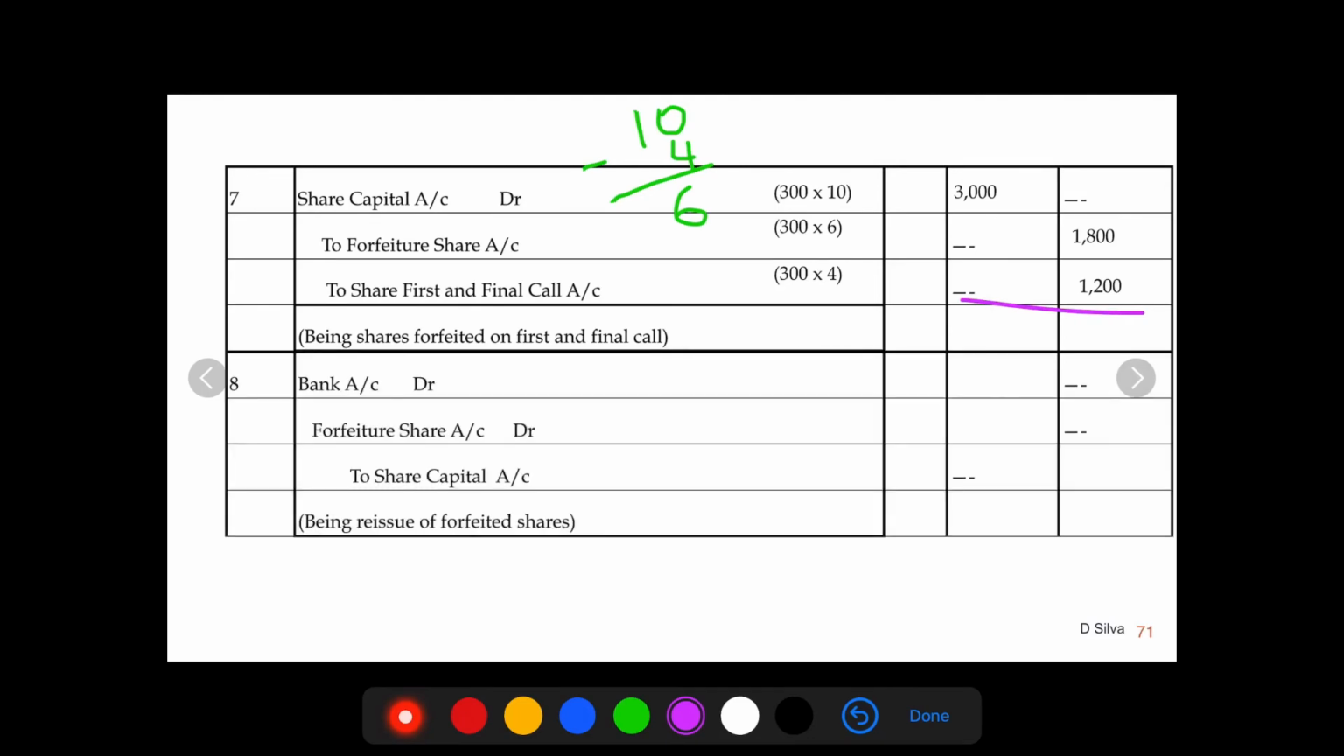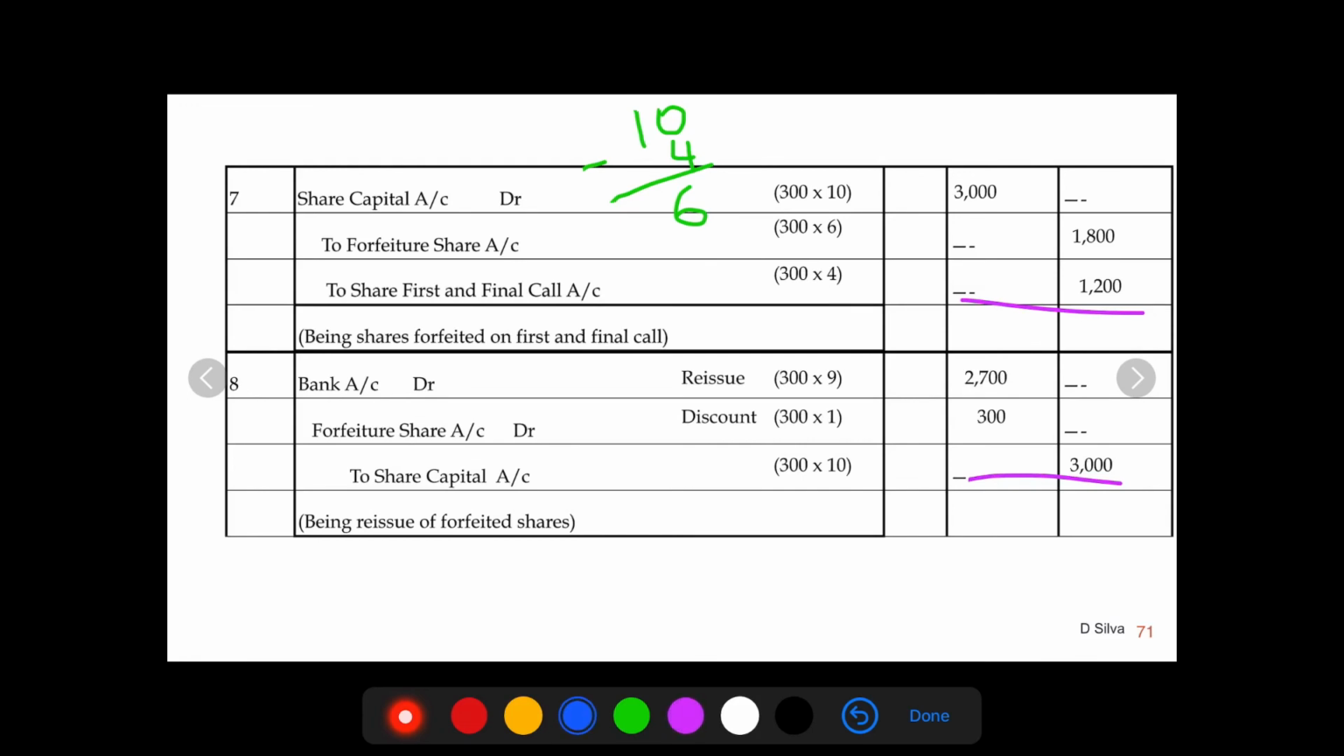Now reissue journal entry. Bank account debit, forfeited shares account debit to share capital account. So the share is being reissued at rupees 9 per share, which is going to be debited 2,700. There's 1 rupee discount. So 300 into 1, 300 being debited. The called up money is 300 shares of rupees 10 each, rupees 3,000 being credited. Again, check the total. The debit and the credit is equal.